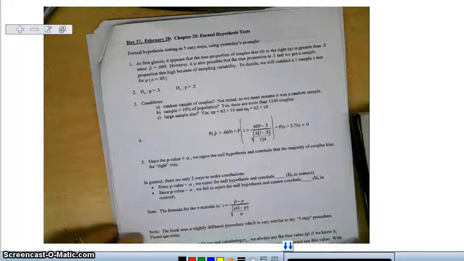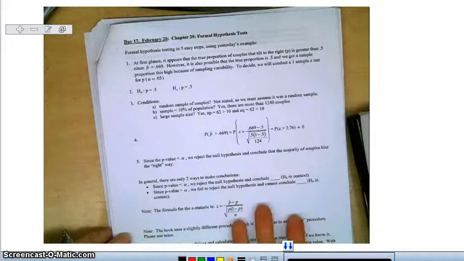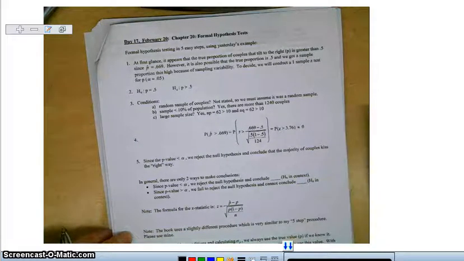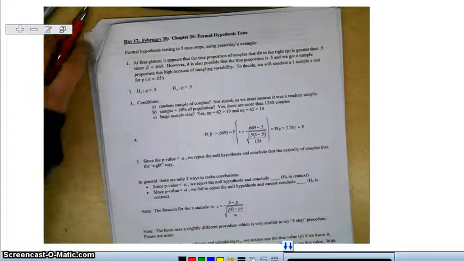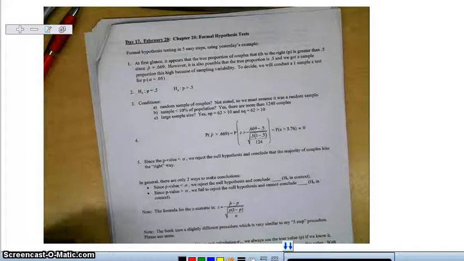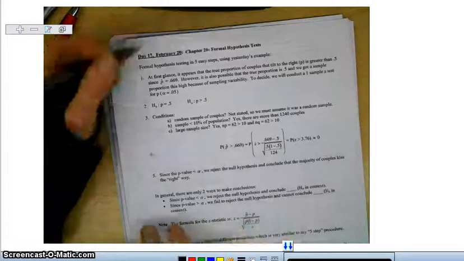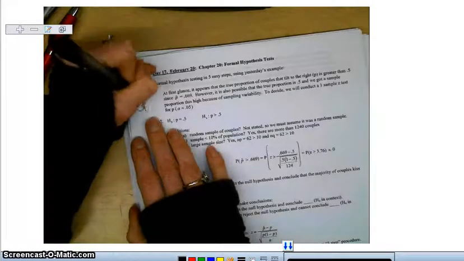What we're going to do is just go over what the steps are and how they're different from the steps for a confidence interval. But you'll see that there are 5 steps in writing a hypothesis test, and there's really one additional step than a confidence interval, but they're slightly different. So this is step 1 right here.